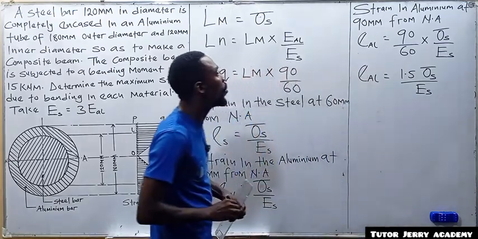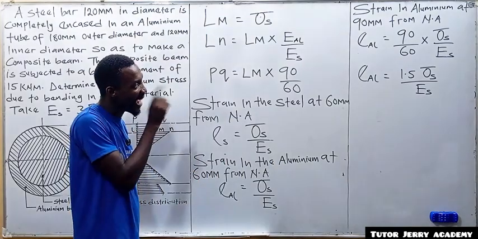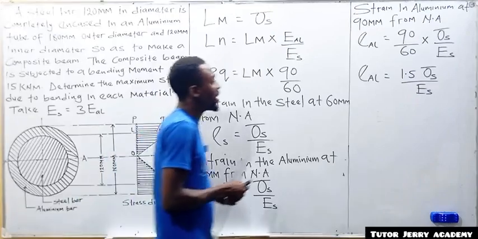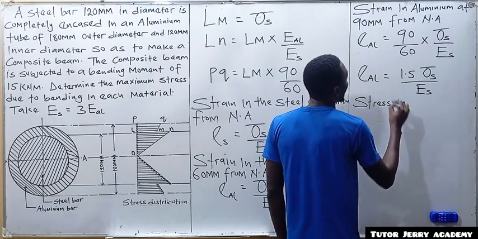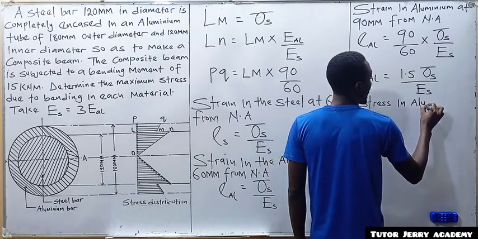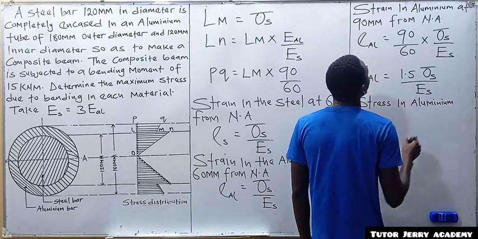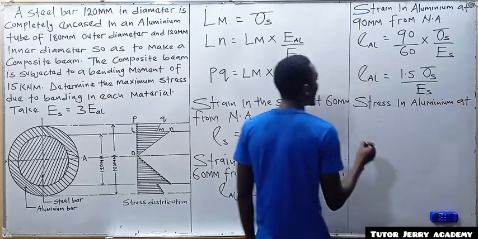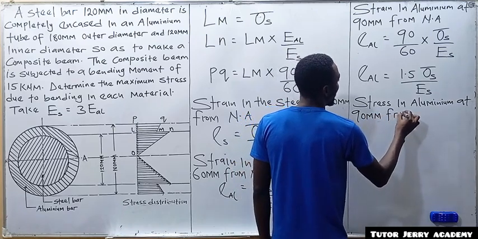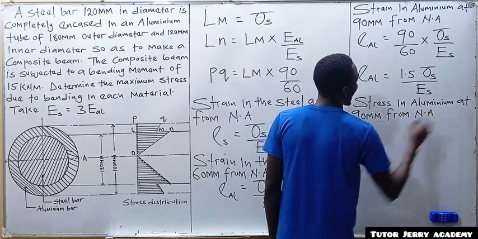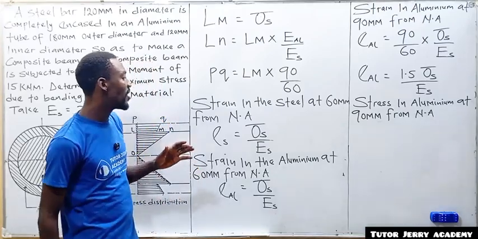All right, now we are going to consider the stress. The stress in aluminium at that same distance. So let's consider the stress in aluminium at 90 mm from the neutral axis. All right, we know that stress is nothing but what?